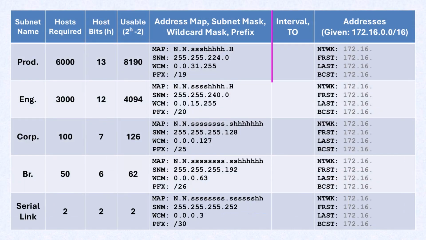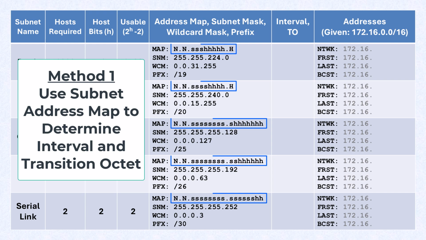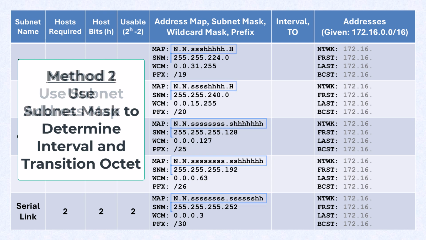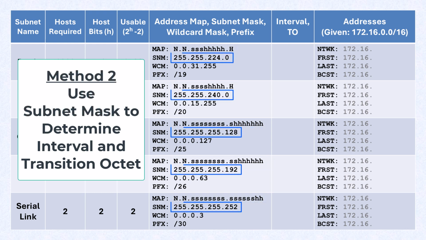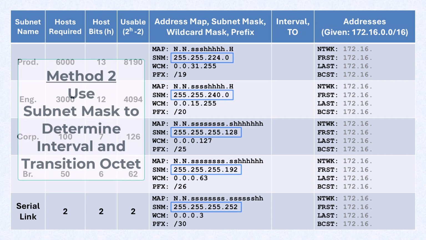As we proceed to the interval and transition octet, we will show 2 ways of obtaining these values. Method 1 uses the subnet address map. We've been using this method throughout the series, so it should be familiar. Method 2 uses the subnet mask. Let's use both methods on the production subnet.